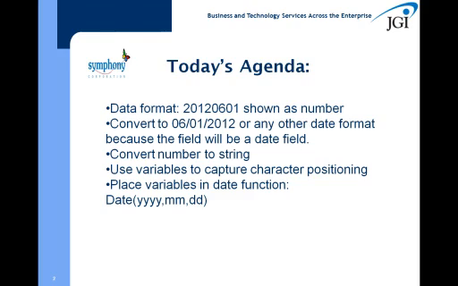So we're going to convert a number to a string. We're going to use variables to capture the positioning of each character, and then we're going to place those variables in the date function: year, month, date.